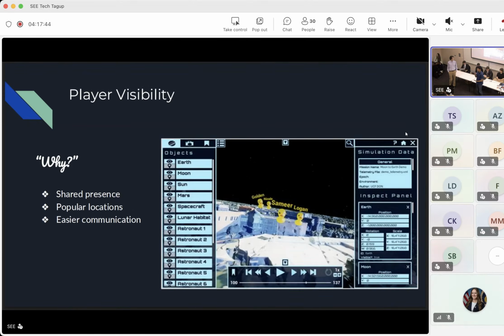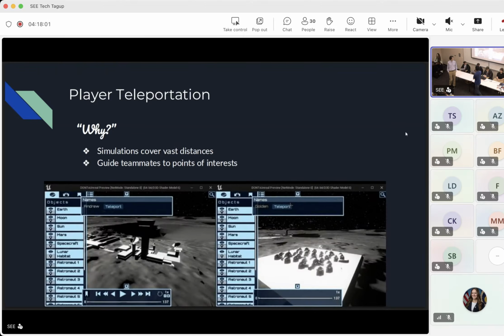Next slide. And so we implemented some features. The first feature here is visibility, so you would be able to see all the other users inside the simulation, see what they're looking at, see where they're going towards, or the way they're rotating in the direction they're looking at in the simulation. Next slide. We also implemented player teleportation, so you'll be able to instantly jump to another user's location inside the simulation.